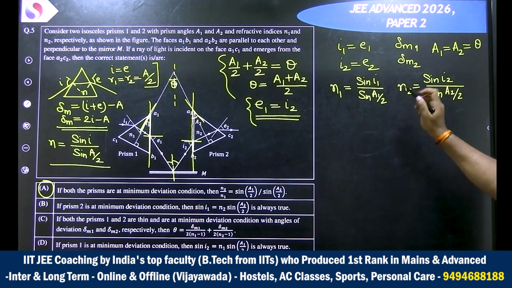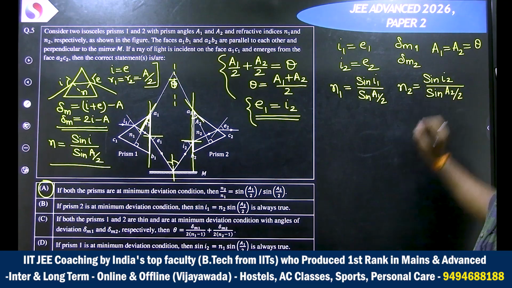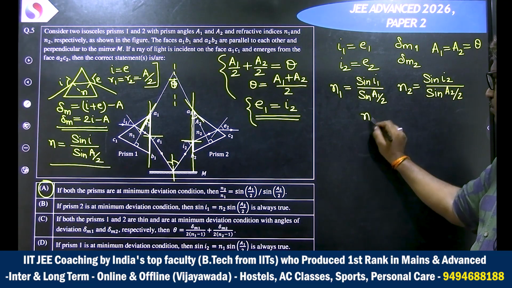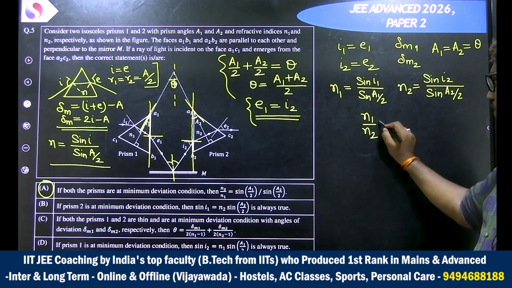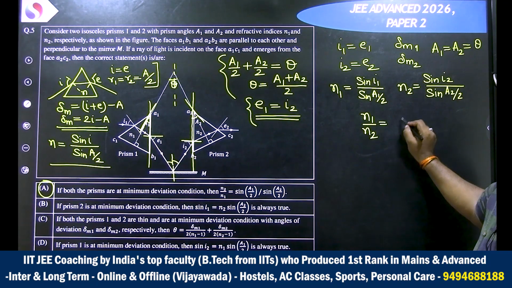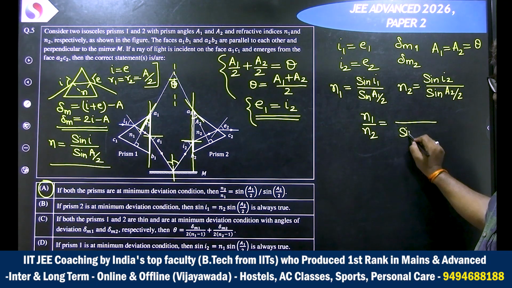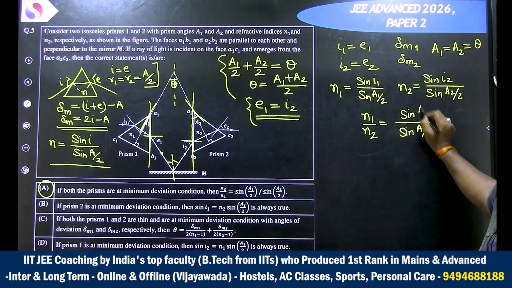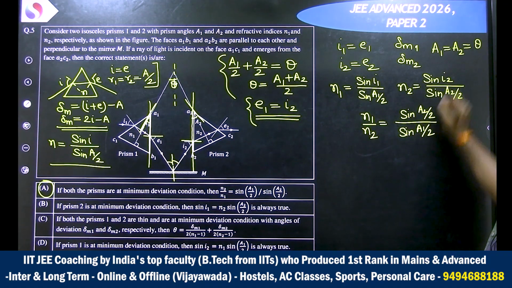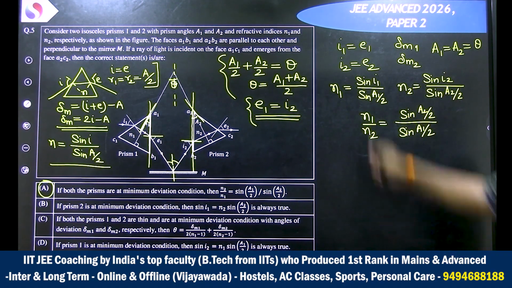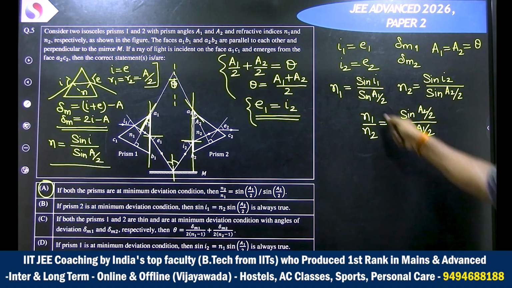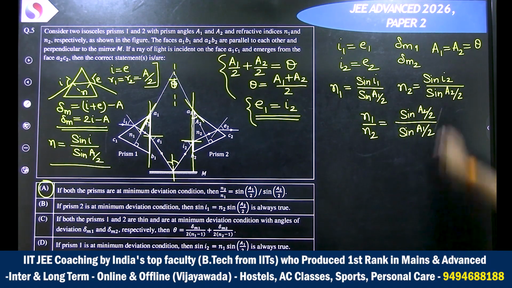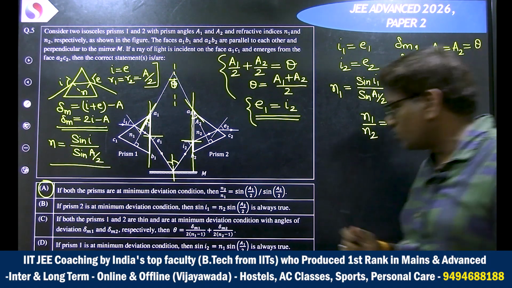Since both are at minimum deviation, that means clearly I1 and I2 are equal. So if I divide these two, N1 by N2, what am I going to get? I am going to get sine of A1 by 2 and sine of A2 by 2. Because I1 equals I2 for the minimum deviations, these two terms will be cancelled out, and this is how you are getting it.